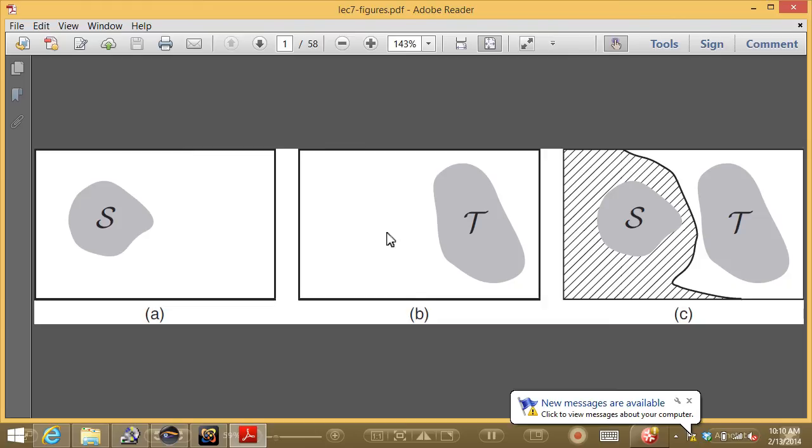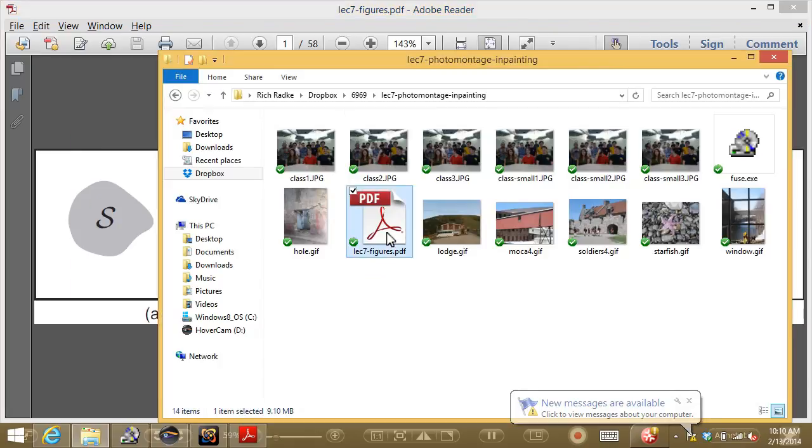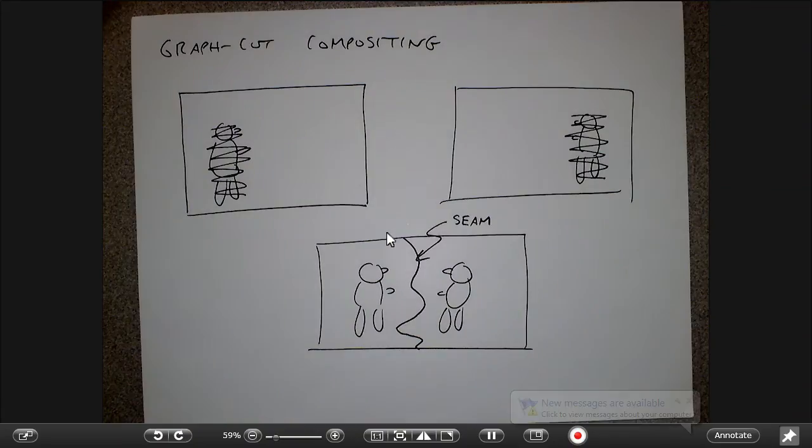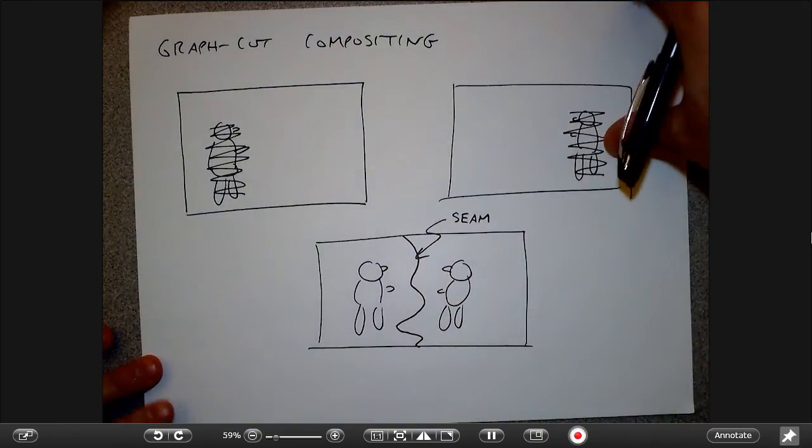We're going to, in the context of compositing, I like to call this a seam, right? So a seam is basically, I guess you can't see this, a seam is like the division between two different images that we're putting together, okay? And so the idea is going to be the same.